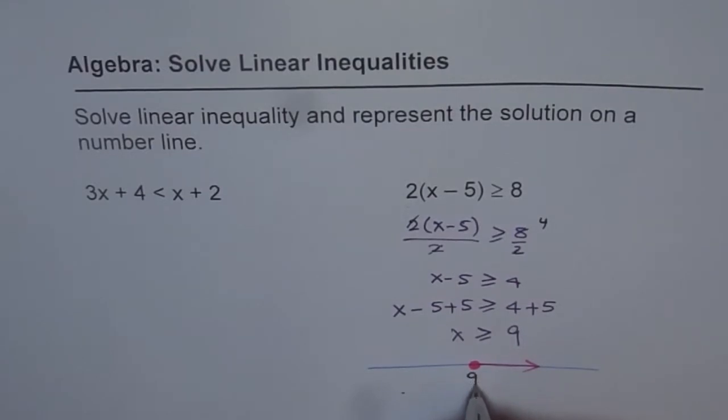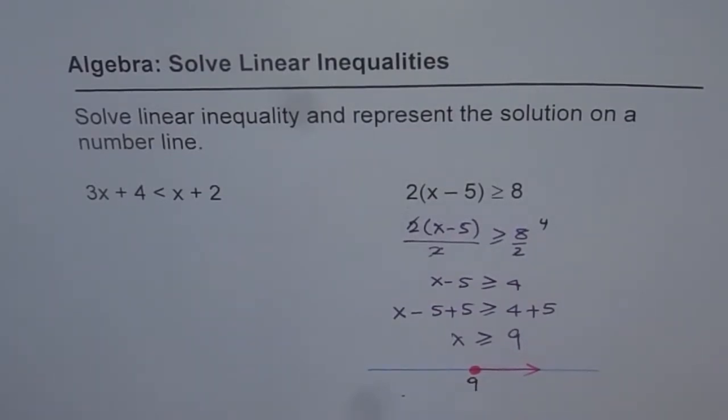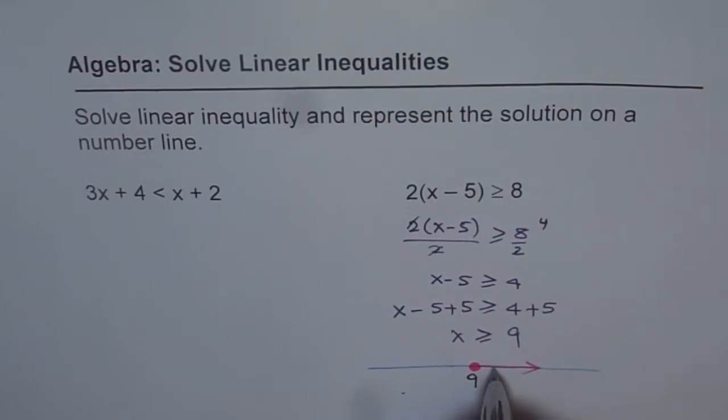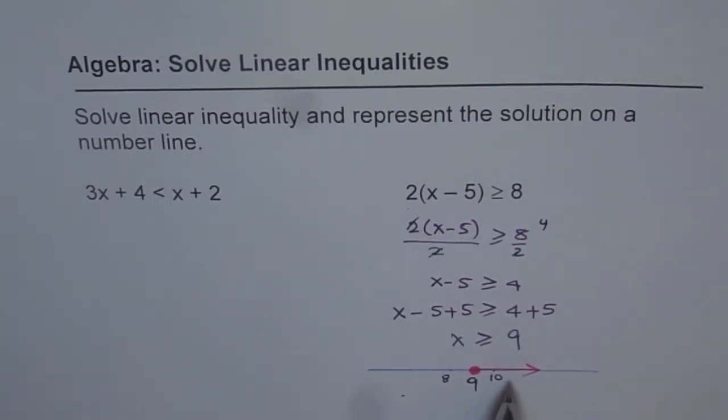So write down the number 9 here, right? You can always test your point. It's good practice to always have test points. To test the points, take point on either side of 9. So we have a point like 8, 9, and 10. So x is greater than 9. We know 10 is greater than 9. You should be pointing towards 10. So that becomes the solution.